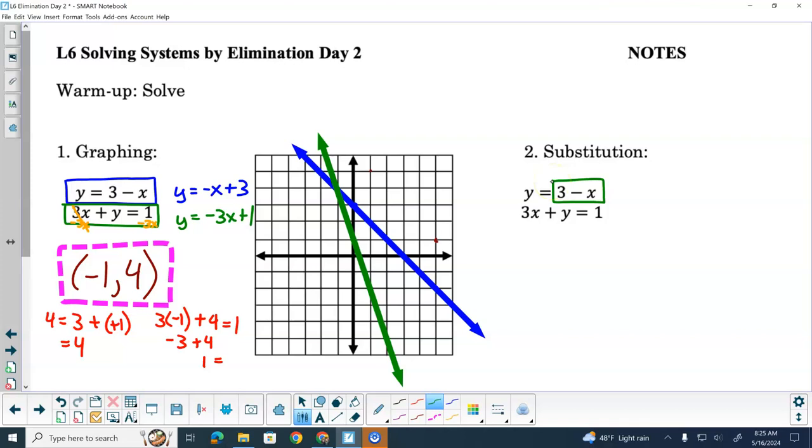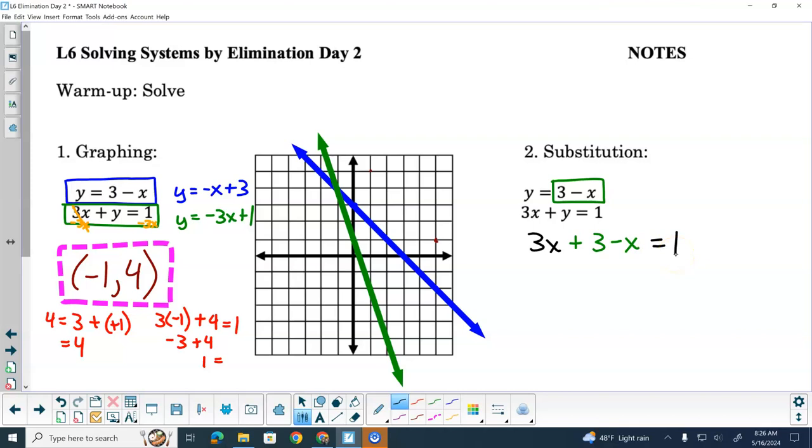Now, if you didn't notice, these are the exact same problems. Okay? So we should get -1, 4 for an answer again. We just got to show it that way. And by the way, what's step number 2 from substitution? So I'm going to put this green box in place of y in the other equation, right? So then that's going to become 3x plus 3 minus x equals 1. Do you agree with that?